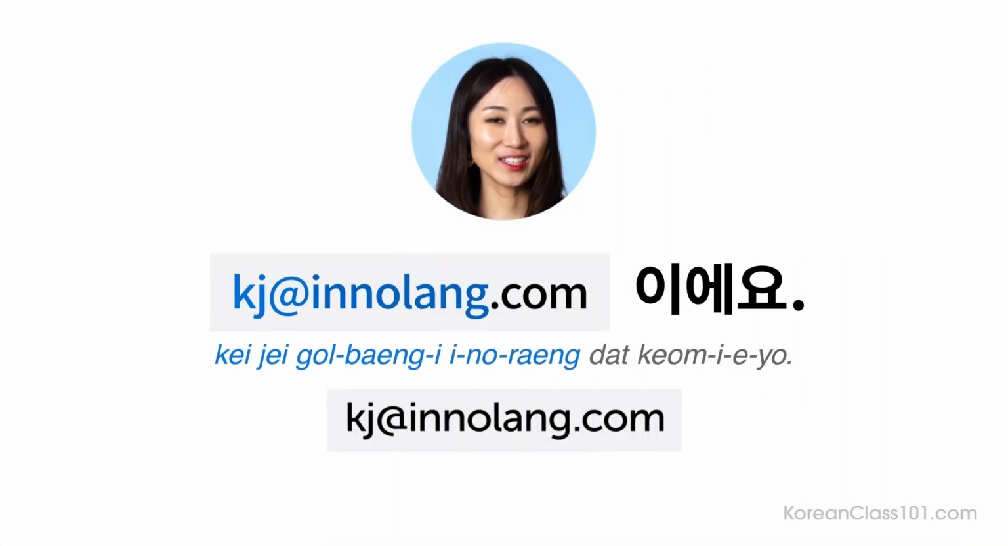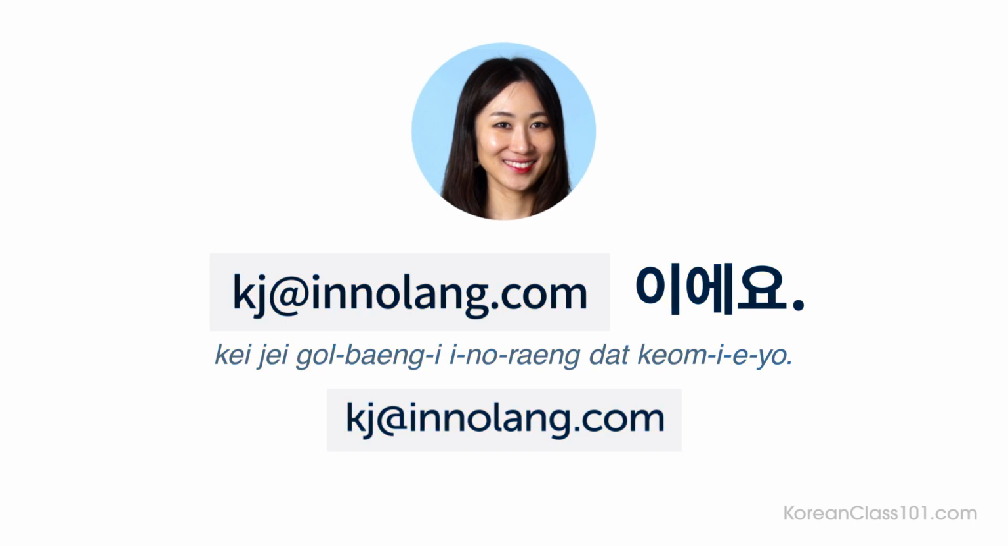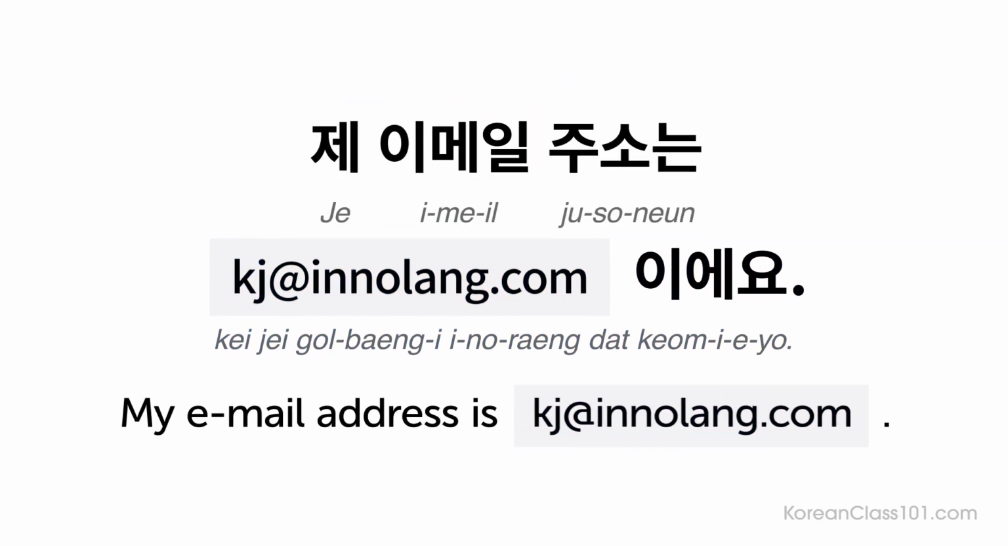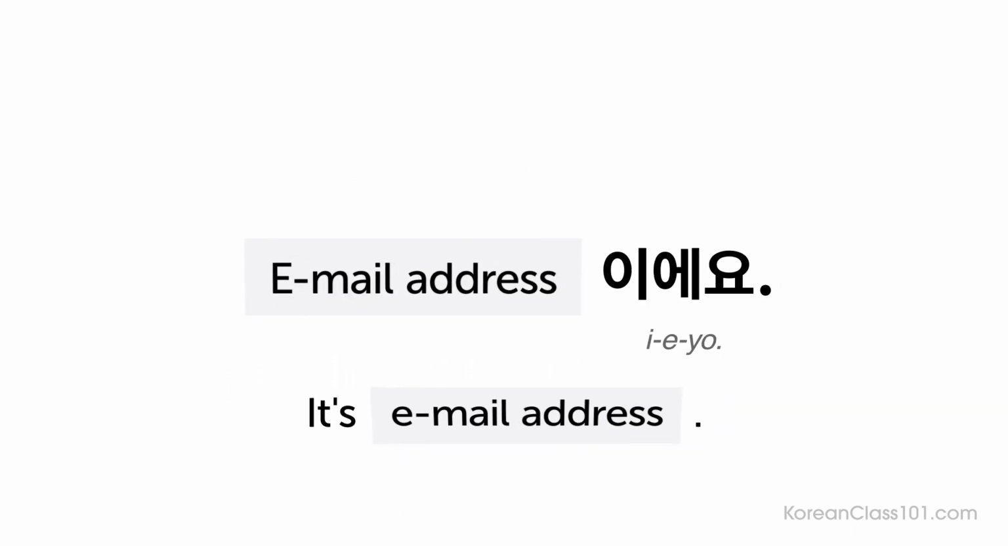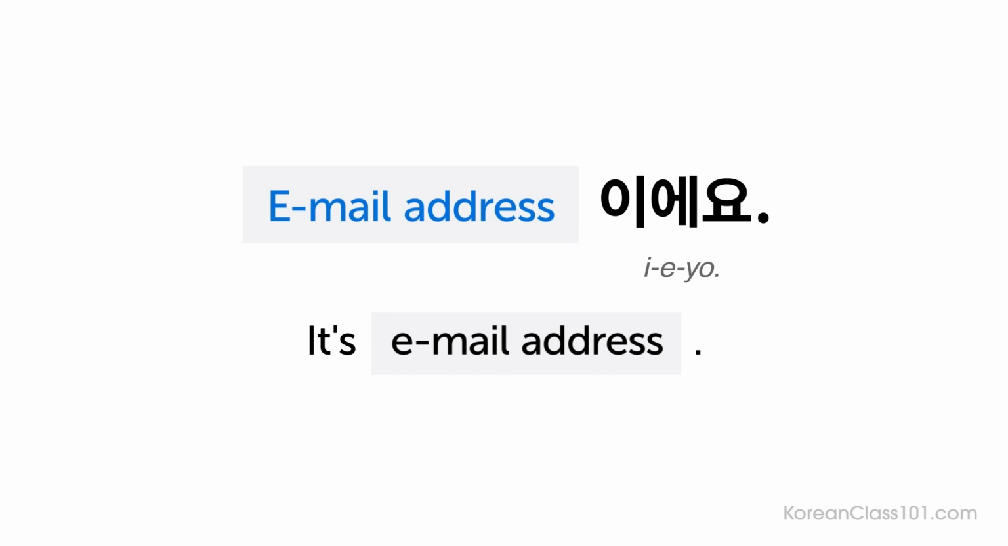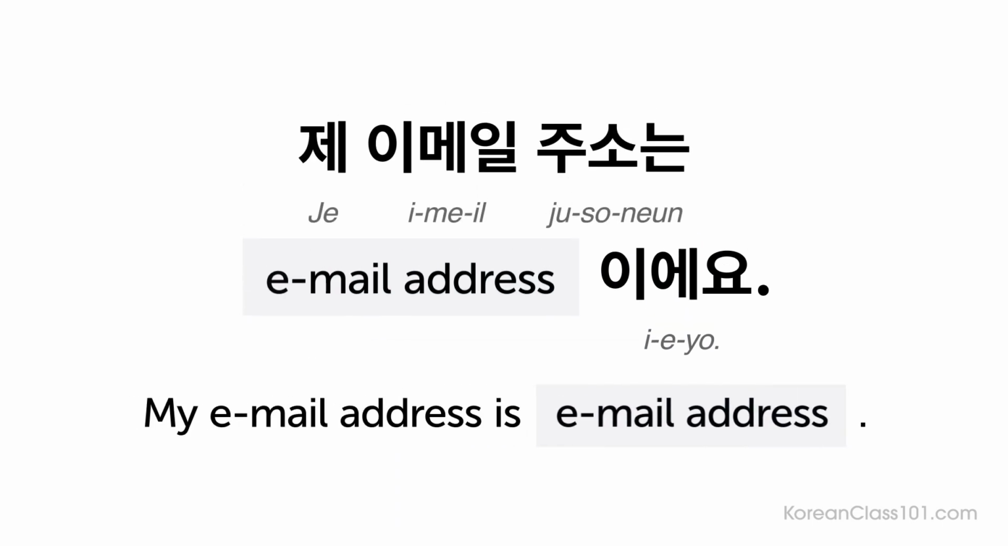kj_이노랭.com이에요. kj@inolang.com. When you give your email address in response to a request, you can omit the phrase 제 이메일 주소는, meaning my email address, because the context is clear in a two-person conversation. The sentence pattern is, email address 예요. It's email address 예요. You should be aware of this shortcut, but for this lesson, we'll use the full sentence pattern.